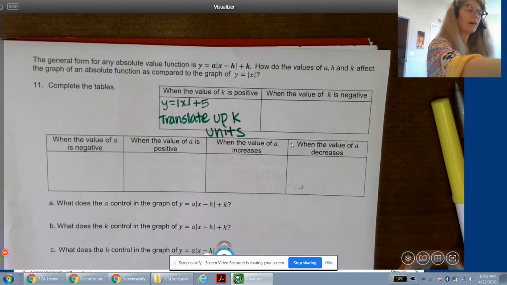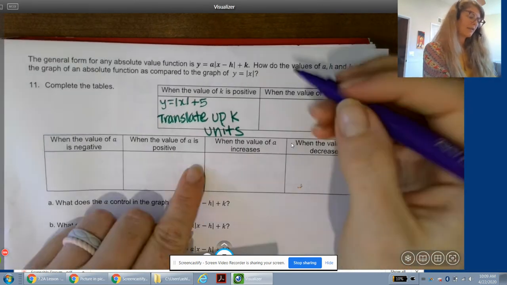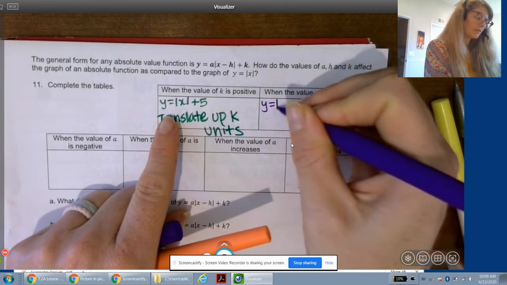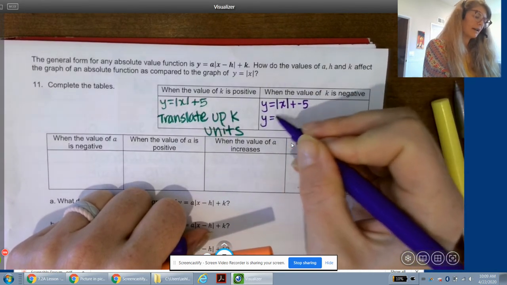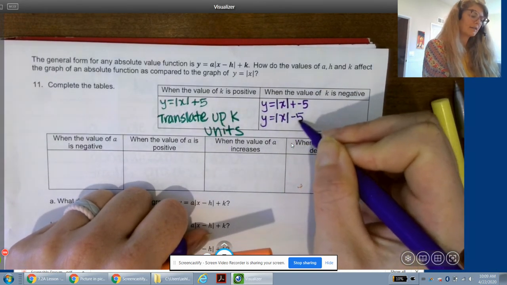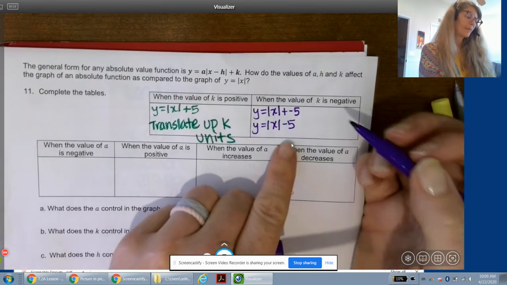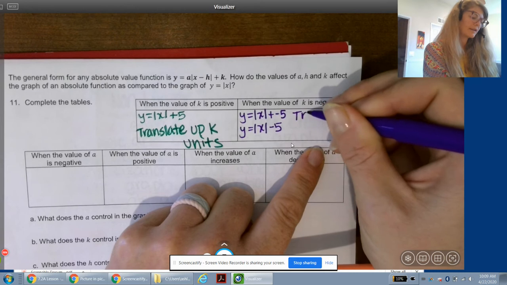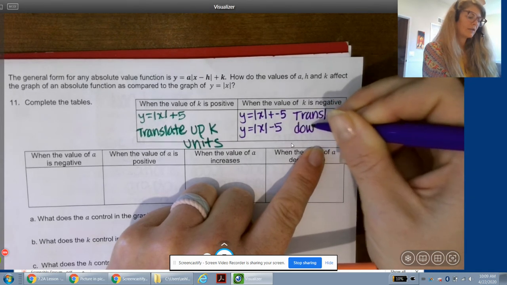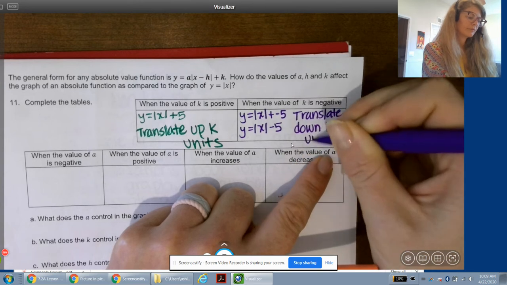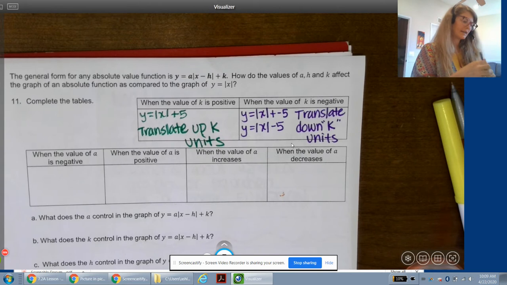Well, what if that value of k is negative? If we have a negative value of k, y equals absolute value of x plus negative 5, that's going to look like y equals absolute value of x minus 5 when it's completely simplified. So thinking about that, the graph is going to translate down k units. Guess I should put little quotes around the k.